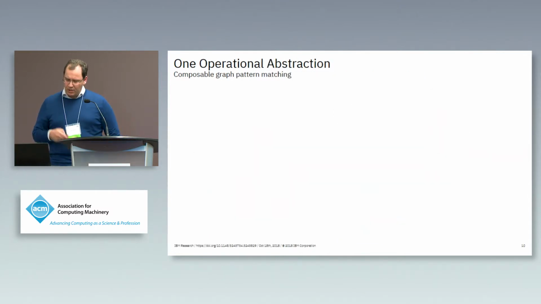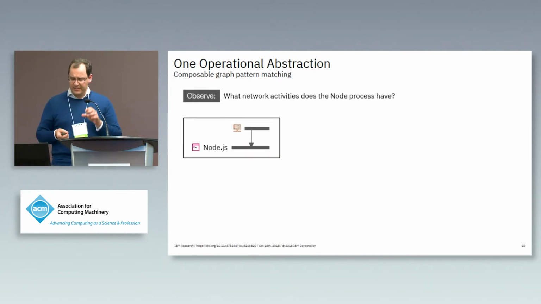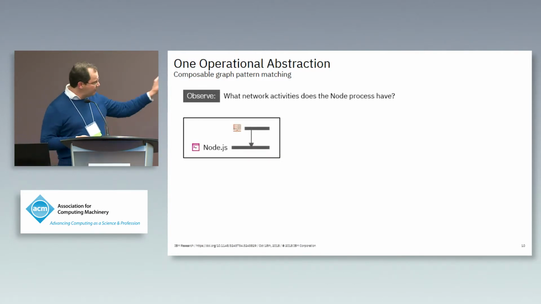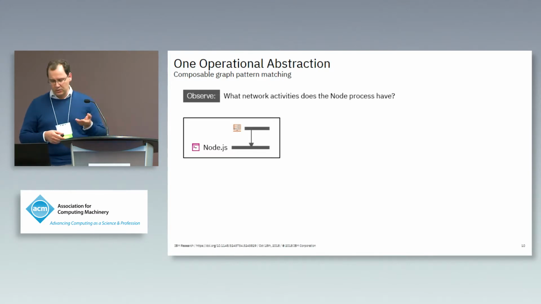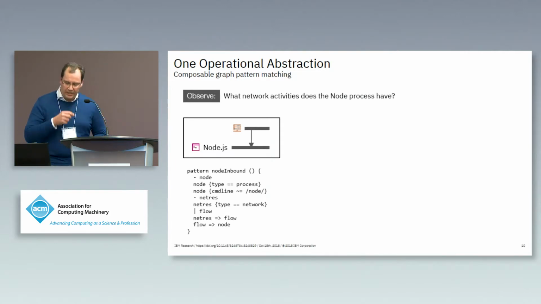So talking about the operational abstraction, it's really executing cyber threat hunting by means of matching patterns on top of your computational graph. So for example, a very simple example, starting from observation. What if you wanted to ask, what are all the network activities that your node process had in the past? So you have this history of your computation. The task would reduce to defining this simple graph pattern that has a node being an inbound connection from a remote endpoint. And this is how we would model it in our platform.